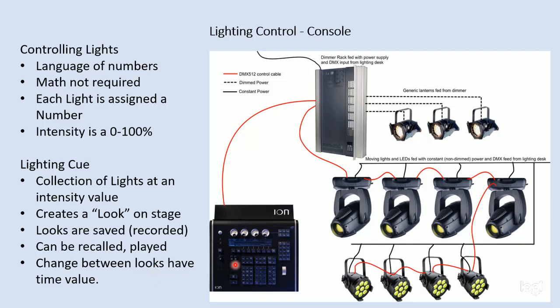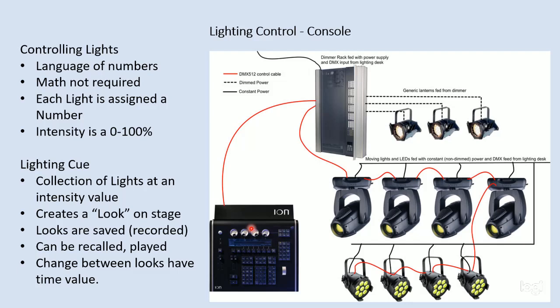As I reduce the intensity to say 50%, the dimmer reduces the power to half and the light dims to half, right? So every light is assigned a number. Even moving lights and LEDs, each fixture, even though it has many parameters beyond intensity, is assigned a number, 1 through 5,000, 10,000, however many, right? It's assigned a number, and then that fixture is controlled by that number.